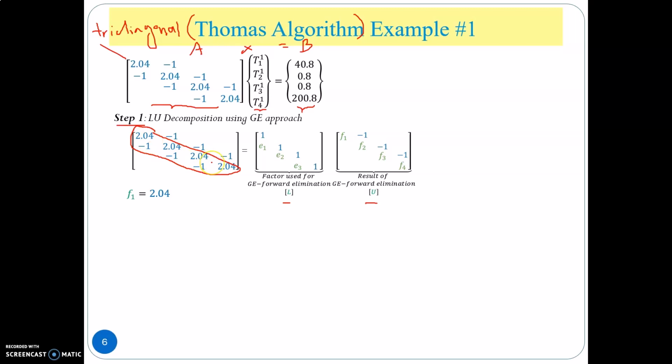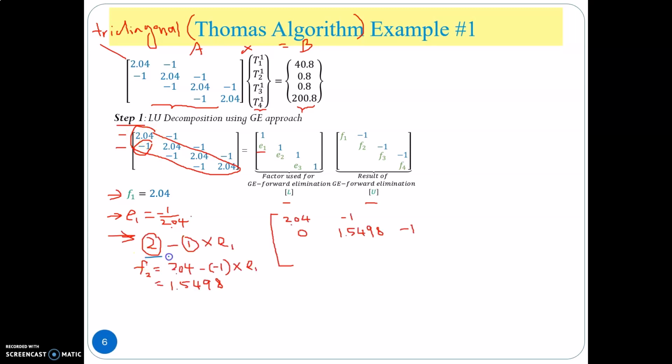This is the region that we need to perform the forward elimination. So 2.04 is your pivot element, therefore we remain. In the second row, we need to make -1 here become 0. This can be done by using the factor. The factor that you need in the second row is E1, where E1 is equal to -1 divided by 2.04. By using the forward elimination at the second row, then you should get -1 equal to 0. Take the 2.04 minus the -1 multiplied by the factor E1, then you should be able to obtain 1.5498. So this is your F2.